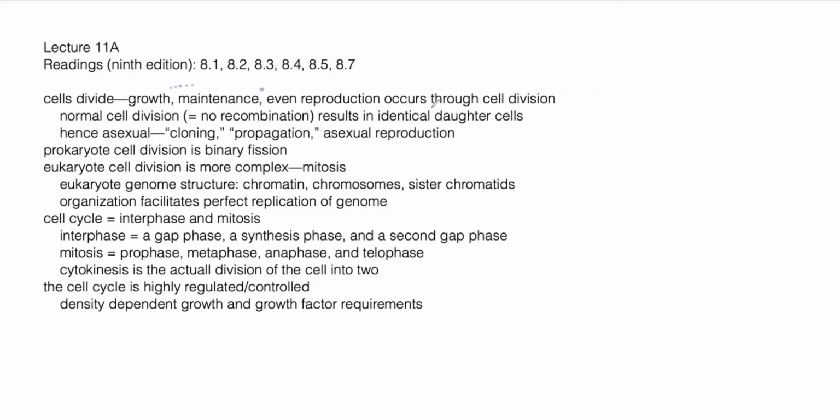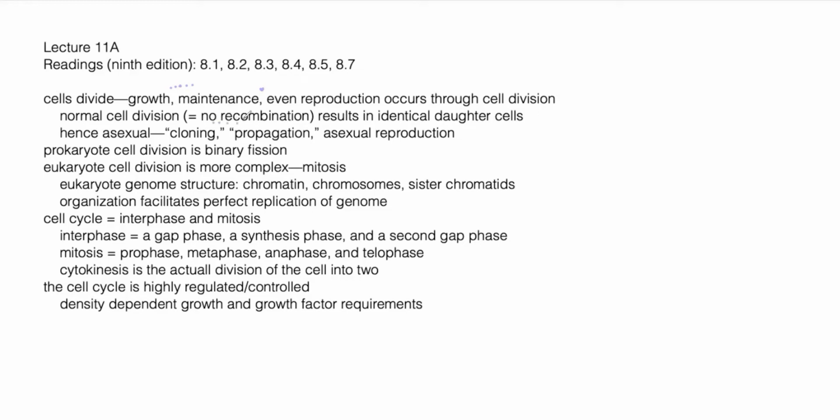But the thing that your textbook notes is that if we look outside of the human orbit, there are plenty of organisms for which reproduction is going to occur through regular cell division. I'm talking about normal cell division here, not the kind that is associated with recombination of the genes, right?